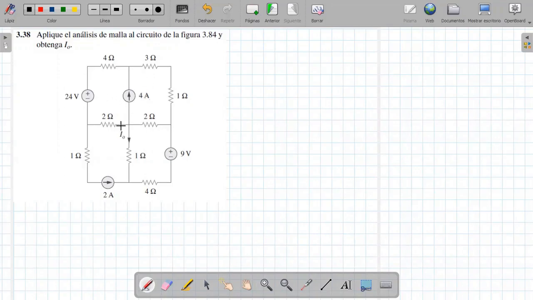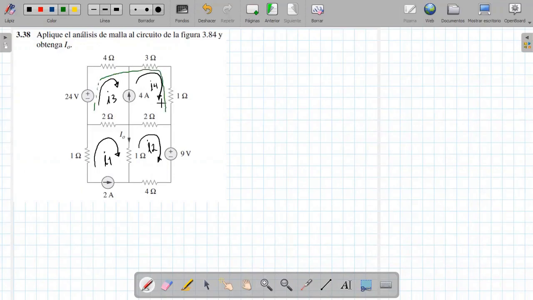Well, before applying the supermesh, let's notice that there are four meshes. This would be mesh 1. Let's put the current I1 here. One current will circulate in mesh 2, I'm going to say it's over here, I2. Mesh 3, I3, and mesh 4, I4. Notice that I put independent currents in each mesh. However, this is going to be a single supermesh, but I have to identify the meshes because they are also independent.